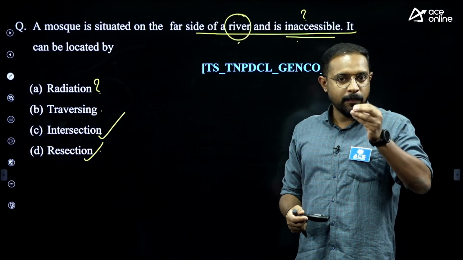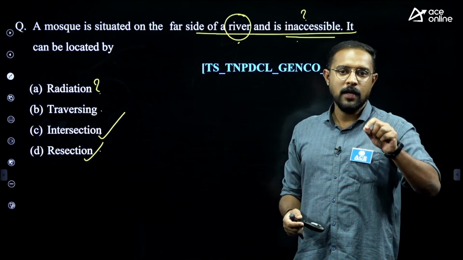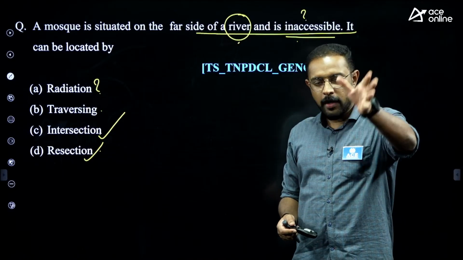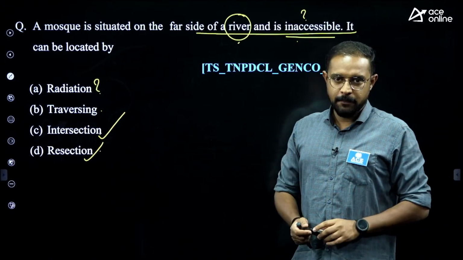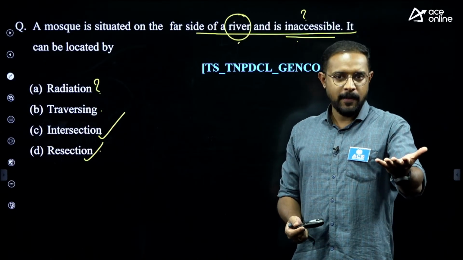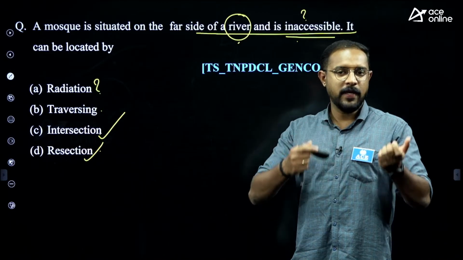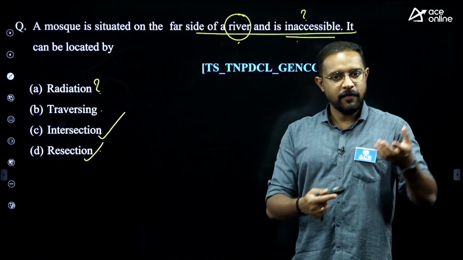So resection is the process of finding the station occupied by the plane table with respect to details which are already plotted in our map or plan. Let me give you a small example. Imagine you have a map. This map is 15 years old. It was made 15 years ago.